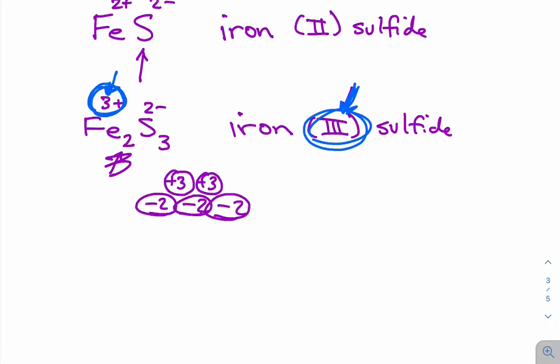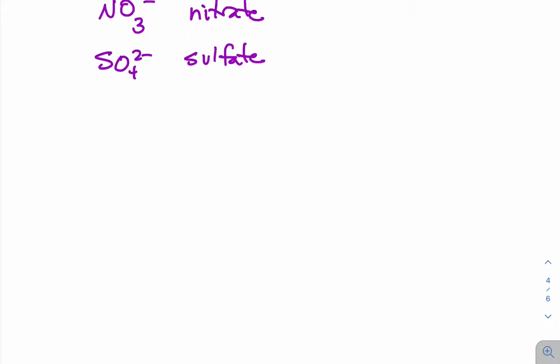Right? There's one other thing that happens in ionic compounds that we have to think about a lot, which is polyatomic ions. And there's a list of polyatomic ions that you just need to know. But just to give a couple of examples, NO3- is the nitrate ion. SO4 2- is the sulfate ion. OH- is the hydroxide ion. And NH4+ is the ammonium ion.